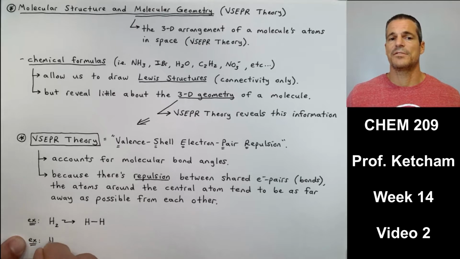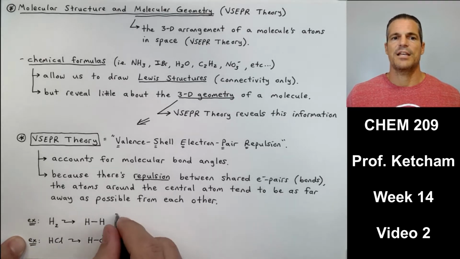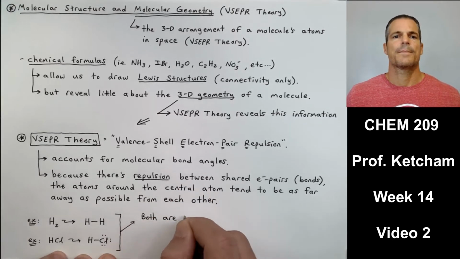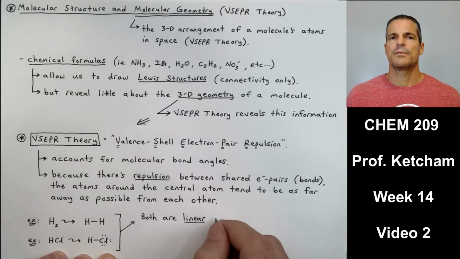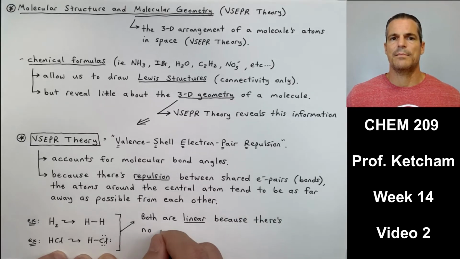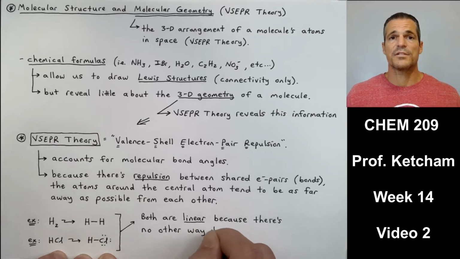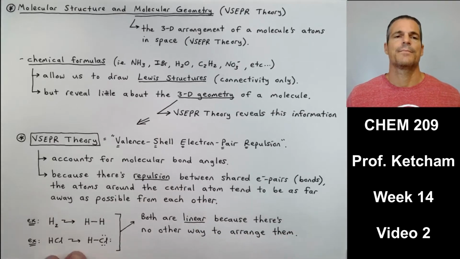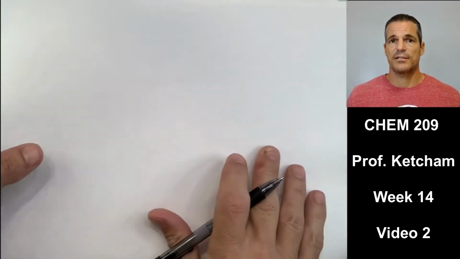These 2 examples, there's no real central atom, so we've written them the only way we can. H2, HCl. Notice that Cl needs an octet. Both are linear because there's no other way to draw them. If you have just 2 atoms connected to each other, of course they're going to be linear. So the molecular geometry for these guys is linear. All right, now let's actually get to a central atom here.